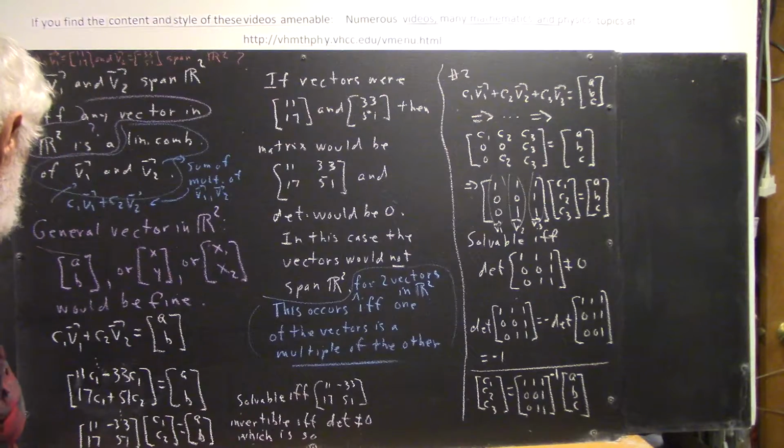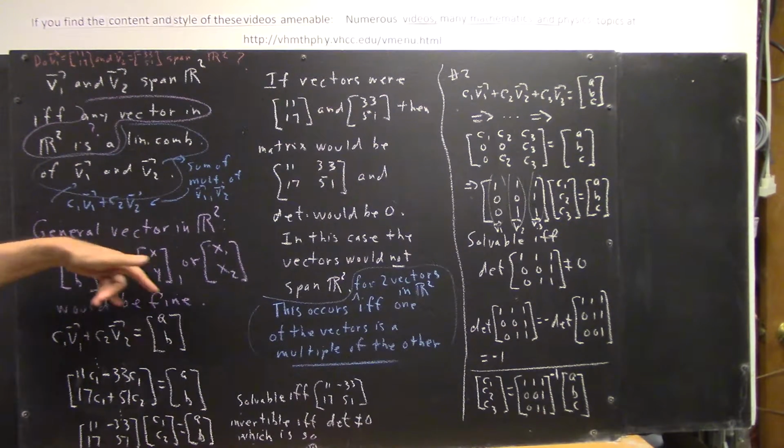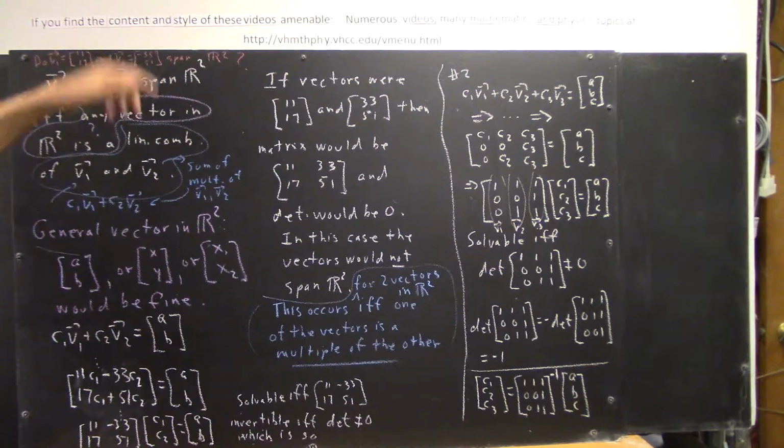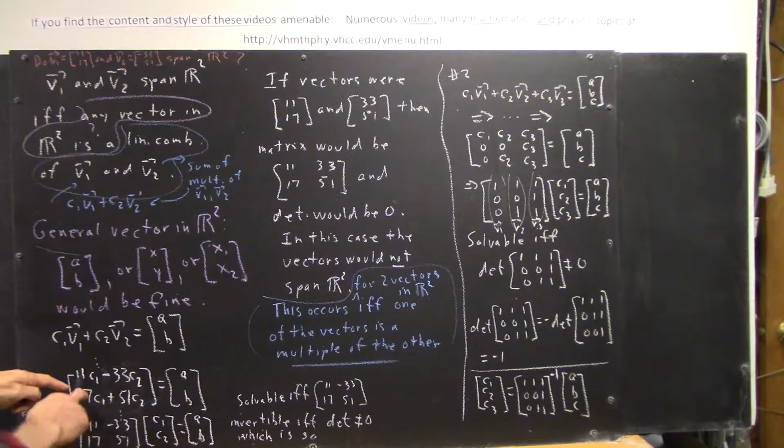Now, with this interpretation of our statement, this statement immediately, if we remember that V1 is the vector 11, 17 and V2 the vector negative 33, 51, C1 V1 plus C2 V2 is the vector 11C1 minus 33C2, 17C1 plus 51C2. Anyhow, we get this. If we do C1 times this vector plus C2 times this vector, add the two vectors, this is what we get, and that has to equal the column vector AB.